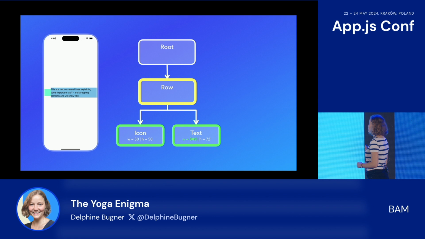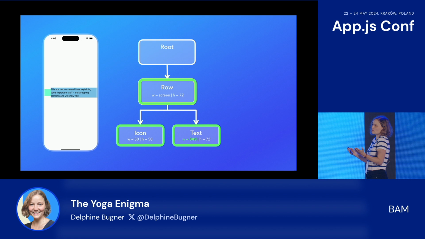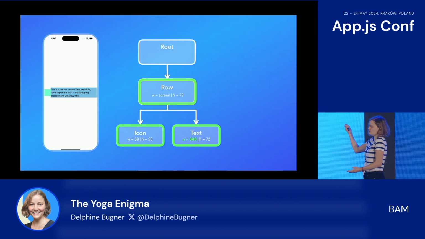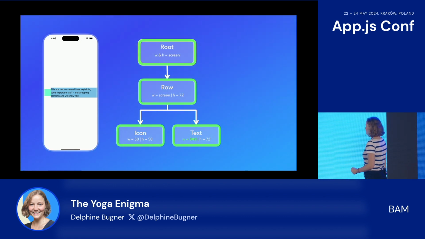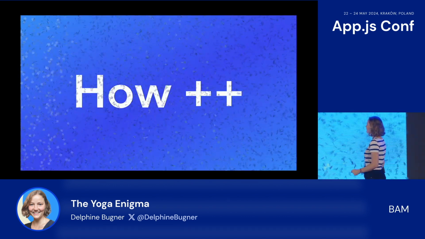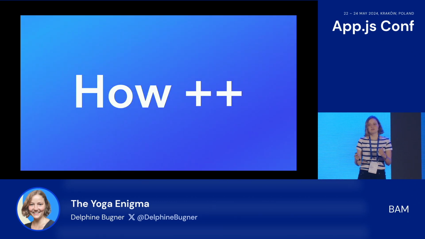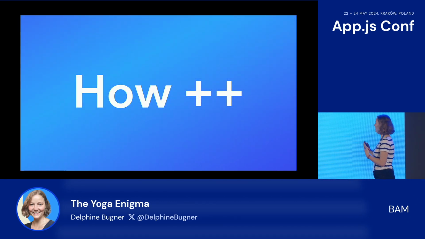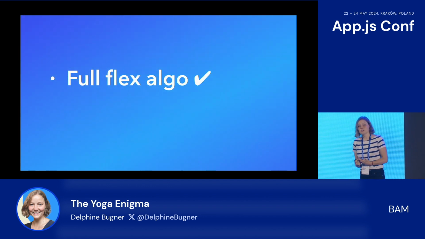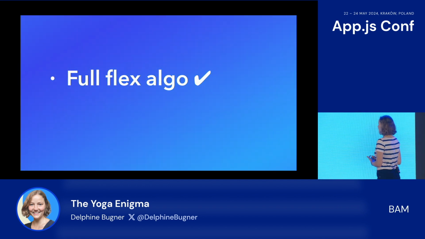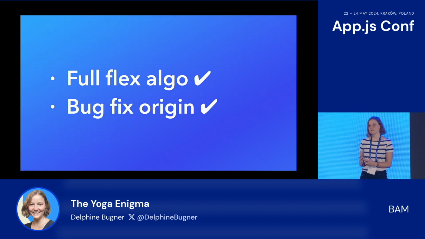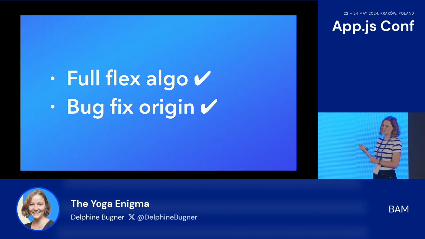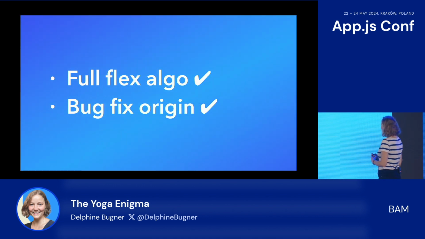The rest of the algorithm is the same as before. We move up in the tree, which is basically the same also. If the text had wrapped more, the height would have been bigger, but here we stayed on 3 lines, so it's still 72. And yeah, also the same for the root. So, we've gone further in the how part of the Enigma. We've been through the entire flex algorithm with flexible items, and we also have the bug fix origin. Pretty cool, but we still miss the why. Why was it coded like that?